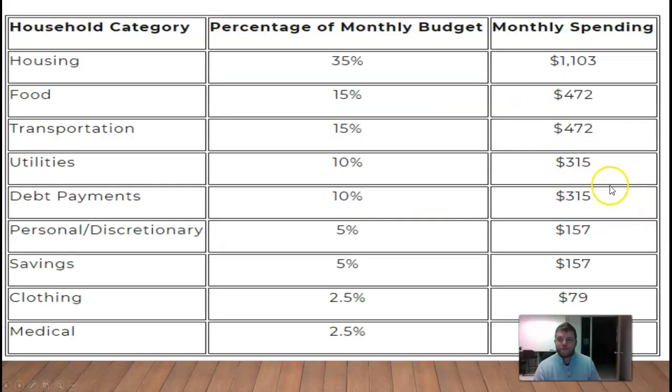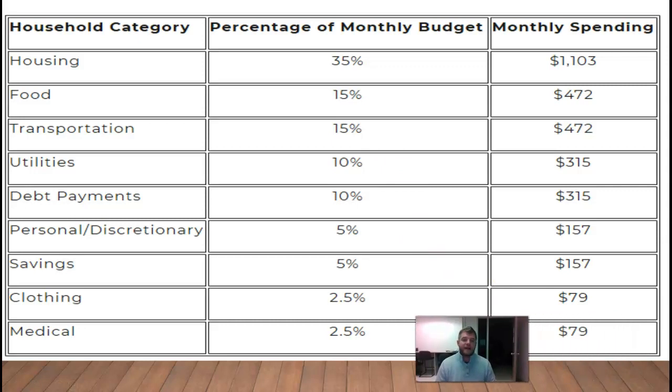This is just a slide giving you an idea of your percentage of monthly budget and what you should be spending money on. We talk about personal budgets as well as business budgets. Personal budgets are for you. Business budgets are kind of a cash flow statement. And this will just give you an idea of the things that you should be setting aside and how much.